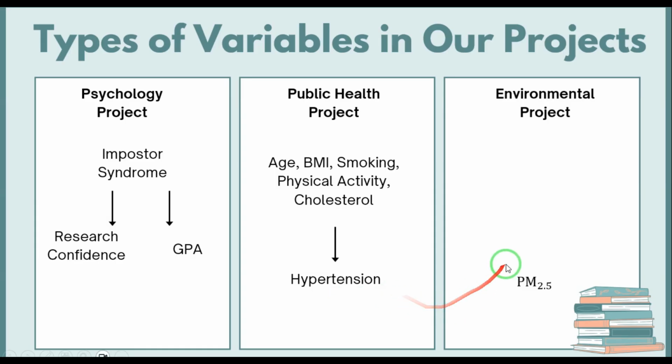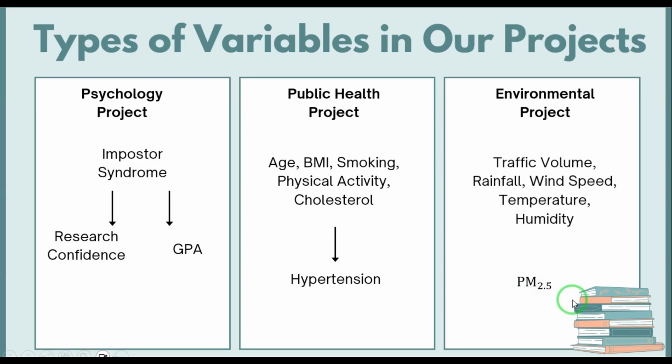And finally, environmental studies follows exactly the same logic. We're interested in air pollution levels measured by PM 2.5. That's our outcome. We then collect information about traffic volume, rainfall, temperature, humidity, and wind speed at the same dates, days, or hours. These variables may help explain changes in air pollution. So that's why we're interested in them, and they serve as independent variables.